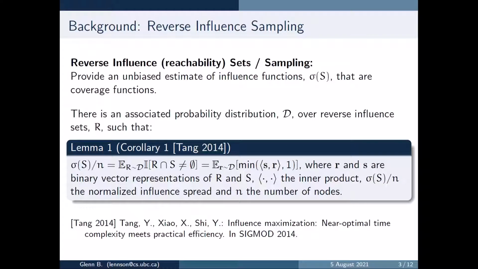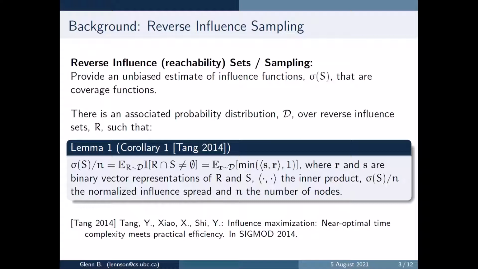Reverse influence sampling is a powerful technique that is used by state-of-the-art approaches that tackle the influence maximization problem. Reverse influence sampling provides an efficient means to attain an unbiased estimate of the influence spread function, which is sharp-P hard to compute exactly. The idea was first introduced by Borgs and was subsequently refined by Tang et al. The main result of reverse influence sampling is that there exists a distribution over sets of nodes such that the coverage objective function over these sets is equivalent to the influence objective function.